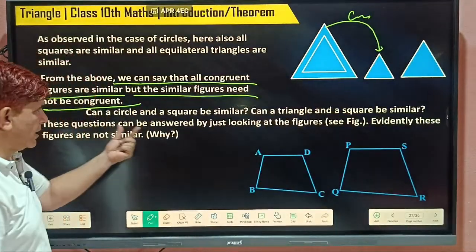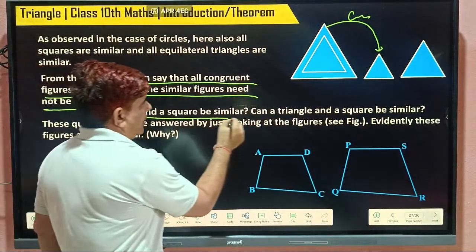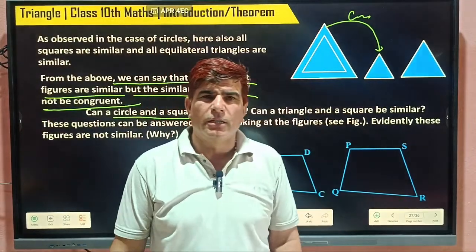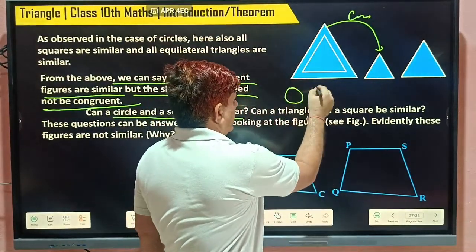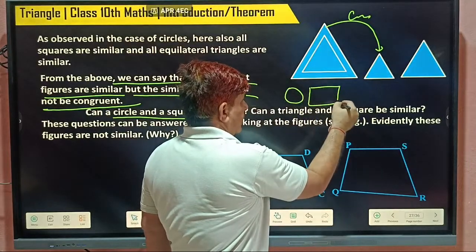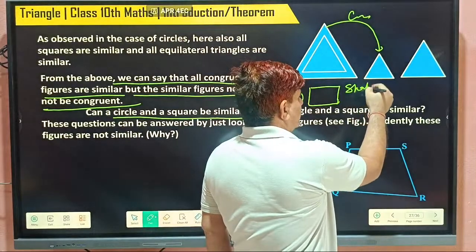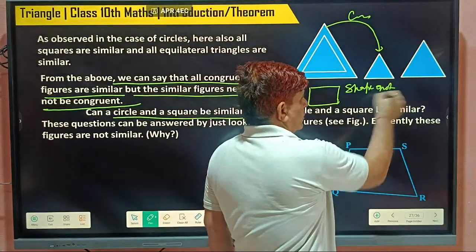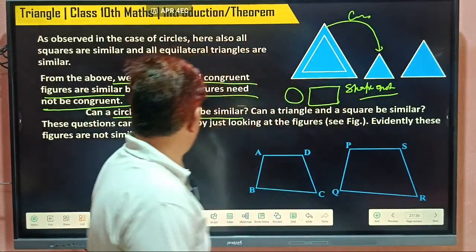So, can a circle and a square be similar? Think one time. Are a circle and a square similar? Circle is like this, and square is like this. So their shape is not the same. If the shape is not the same, they are definitely not similar.